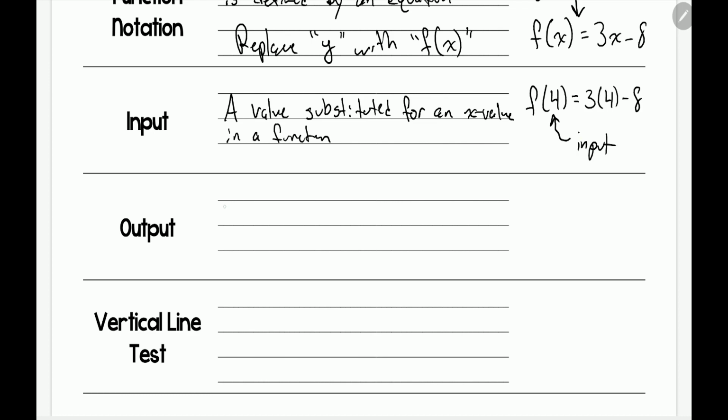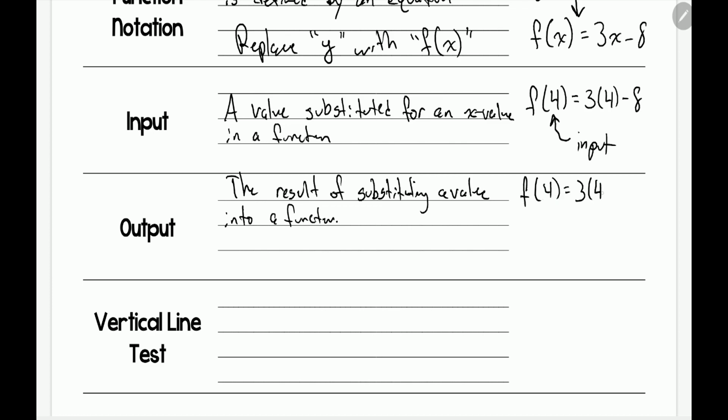Okay. The output is the result of substituting a value into a function. So we have, if we use the same example, f of 4 is equal to 3 times 4 minus 8. 3 times 4 is 12, minus 8 is 4. So this guy right here is the output of the function.